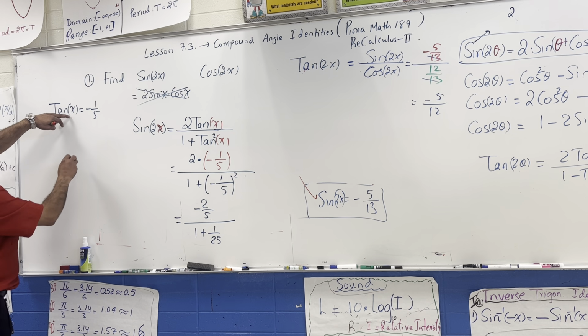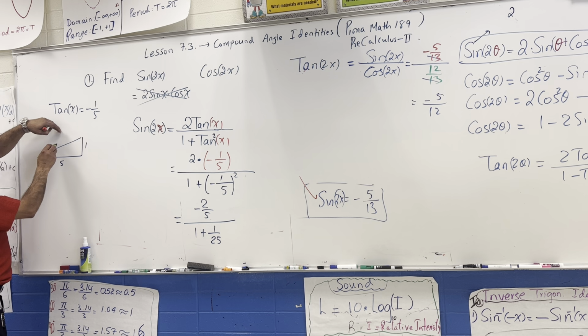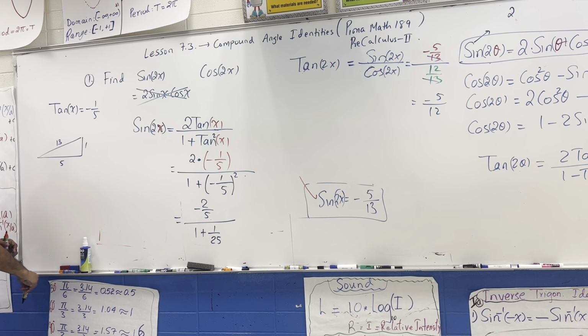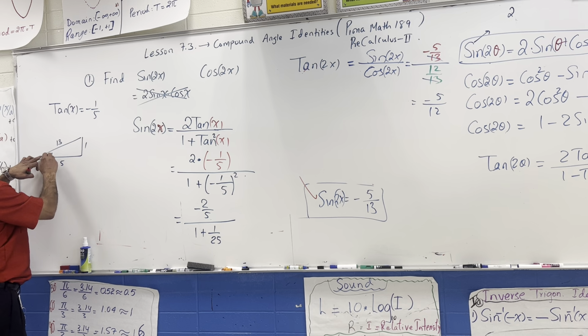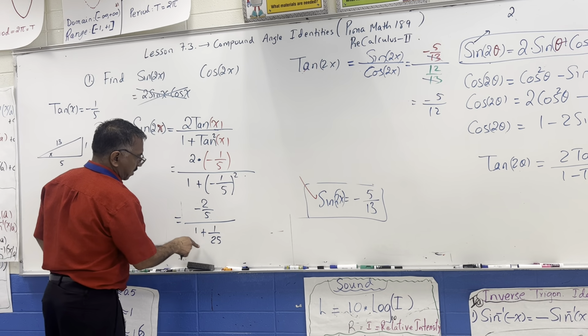I just want to make sure I get it. This was 1 and 5, right? And this was 13, right? Correct? So 1, 5, and that is 13. And this was x. Let's see what's going on.